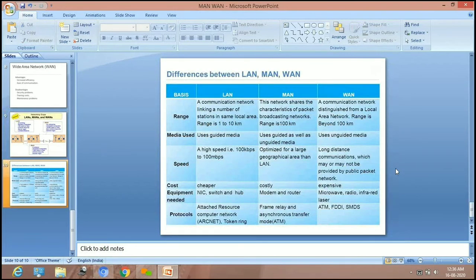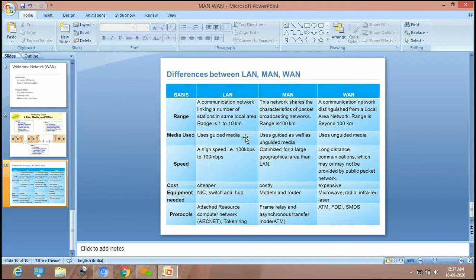So at last, I would say that there is a difference between LAN, MAN, and WAN. In the case of range, the communication network in the LAN ranges from 1 to 10 kilometers only. Then in a MAN, it spans 100 kilometers, and in a WAN, a range beyond 100 kilometers is possible, and it is distinguished from the LAN.